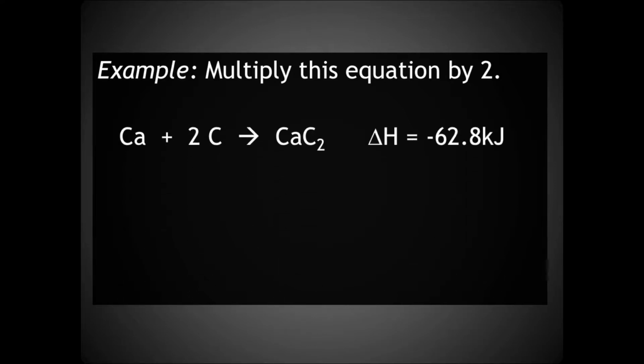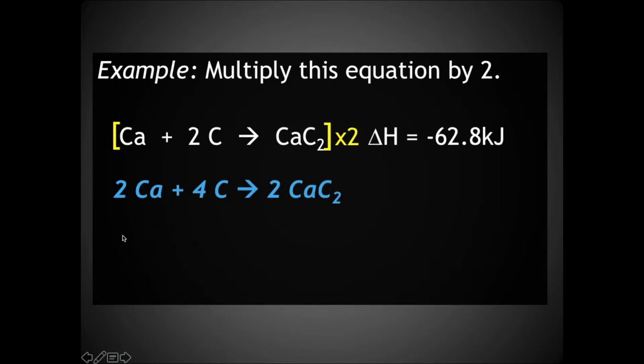Let's do this example for multiplication, and then I'll overview it. So it says multiply this equation by 2. So you're going to take this whole equation and multiply it by 2. That's easy. And you're only multiplying the coefficients. One mistake you can make is thinking, okay, I've got to multiply this by 2 and this by 2 and this by 2 and this by 2, and you don't. Only coefficients. So then you have 2 calciums, 4 carbons, and so on, okay? And then you just take the delta H, multiply it by 2, and that's it, okay?